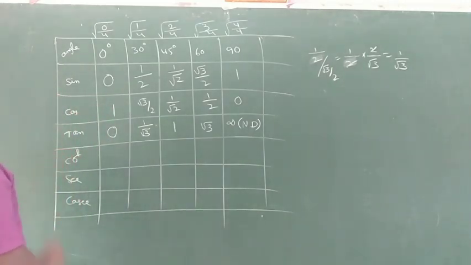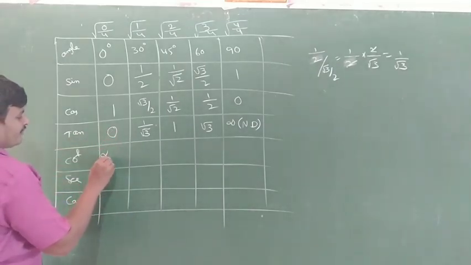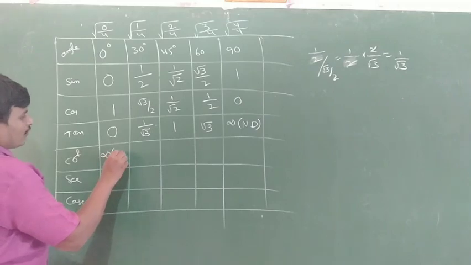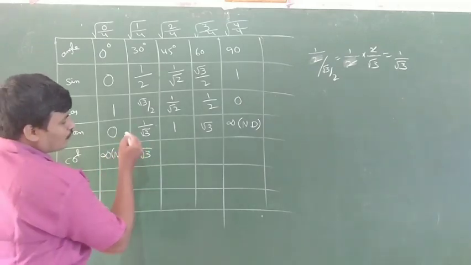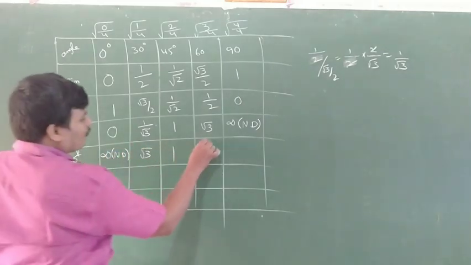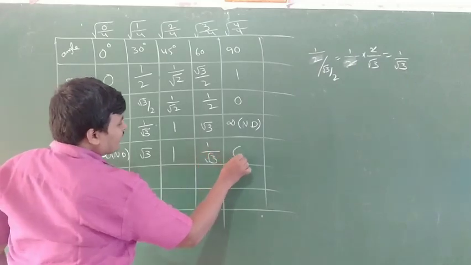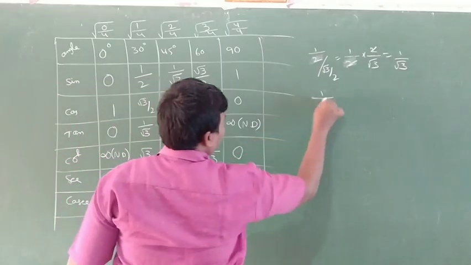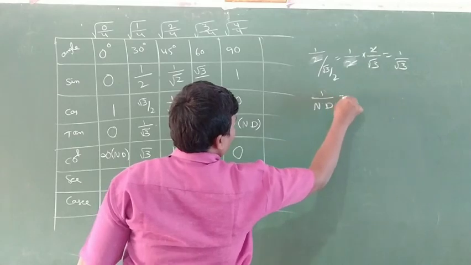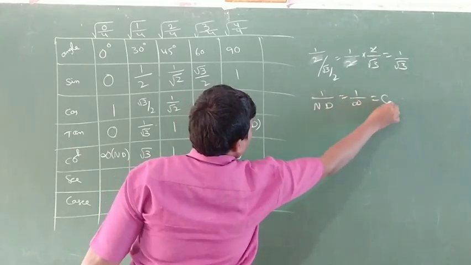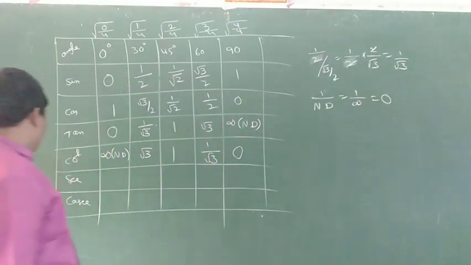Cot means 1 by tan. 1 by 0 is infinity, or not defined. 1 by root 3 is equal to root 3. 1 by 1 is 1, then 1 by root 3. 1 by infinity is 0, so 1 by not defined, or 1 by infinity, is equal to 0.